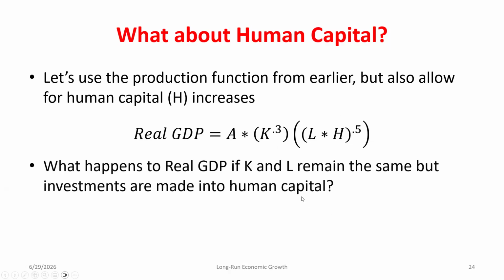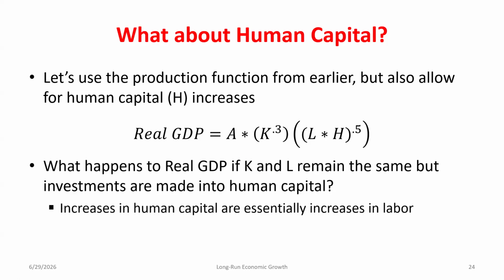Okay. So let's think about the following scenarios. What happens to real GDP if we assume that capital and labor are the same, but investments are made into human capital? Essentially, if you increase the skill level of your current workers or make investments into human capital, that should increase the effect of whatever your old labor was. So it should make that increase even larger.